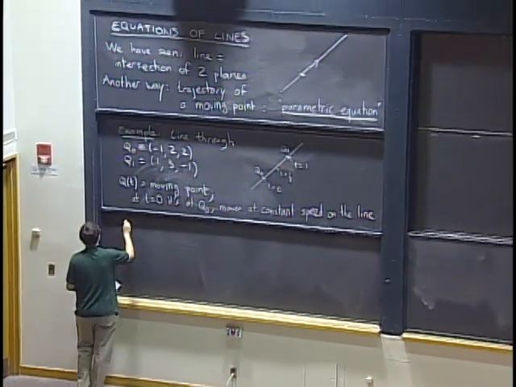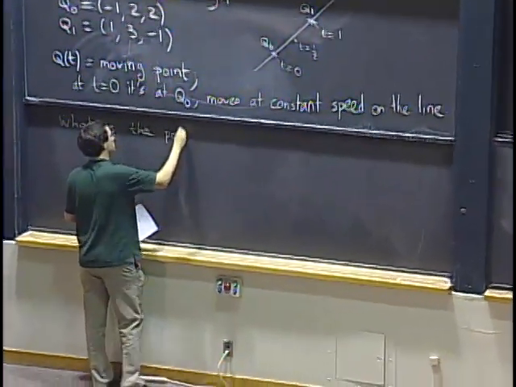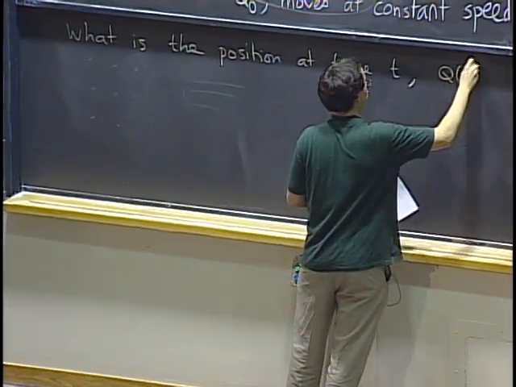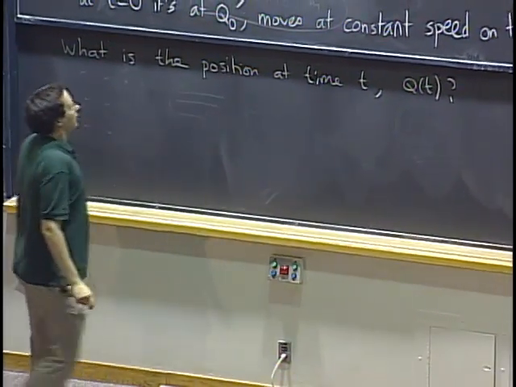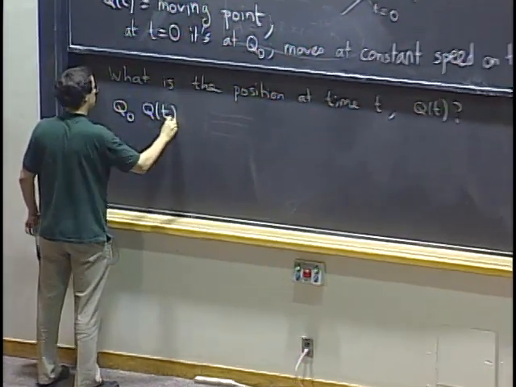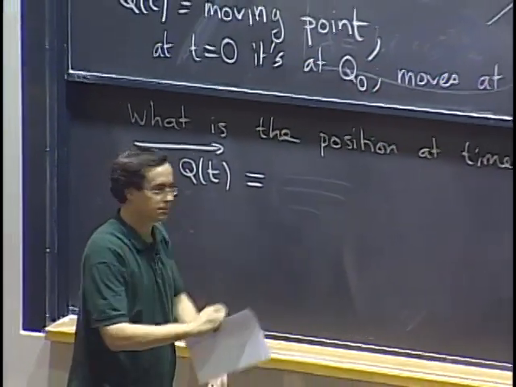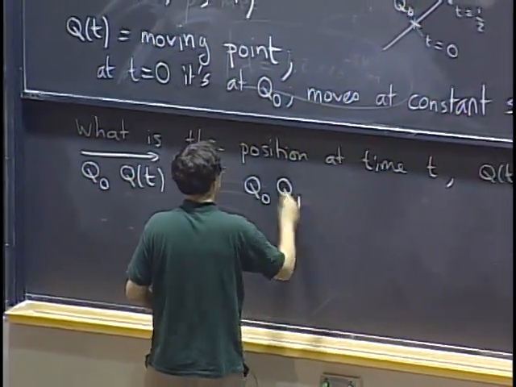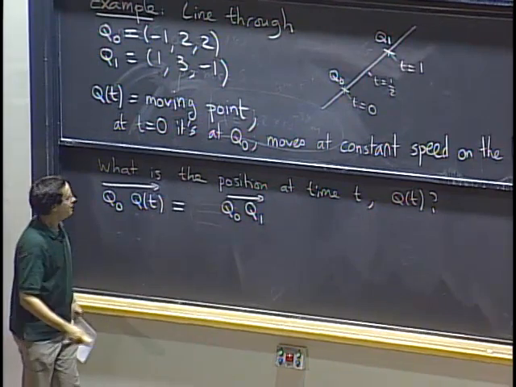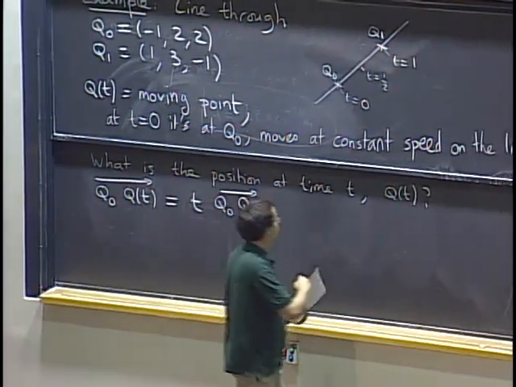So the question we want to answer is, what is the position at a time t, so the point q of t? Well, to answer that, we have an easy observation, which is that the vector from q0 to q of t is proportional to the vector from q0 to q1. And what's the proportionality factor here? Yeah, it's exactly t. At time 1, it's exactly the same.